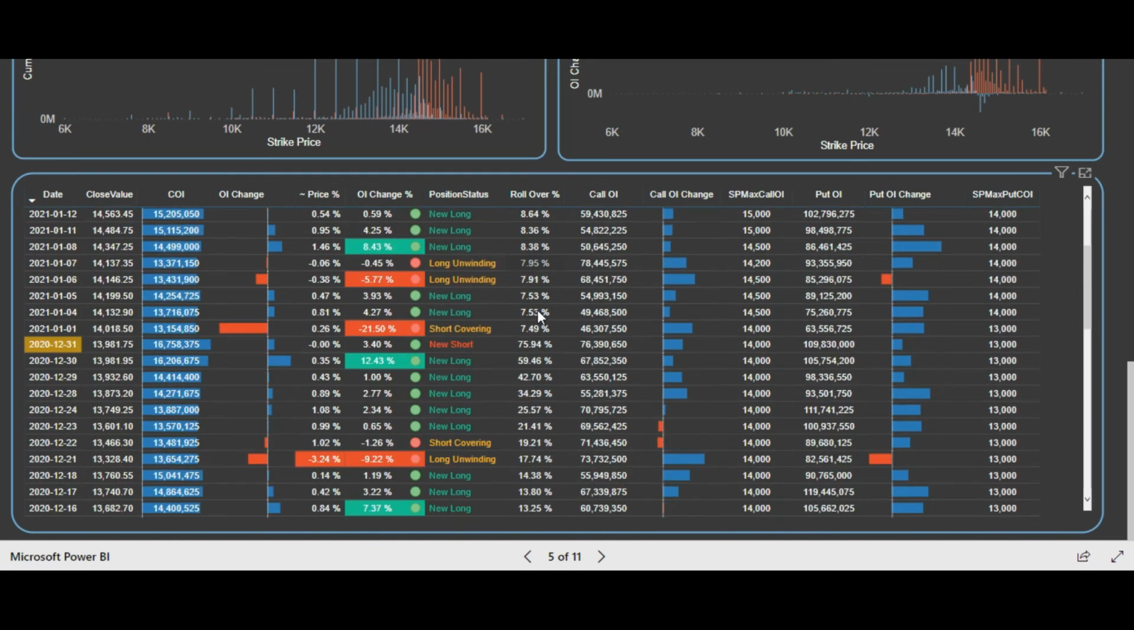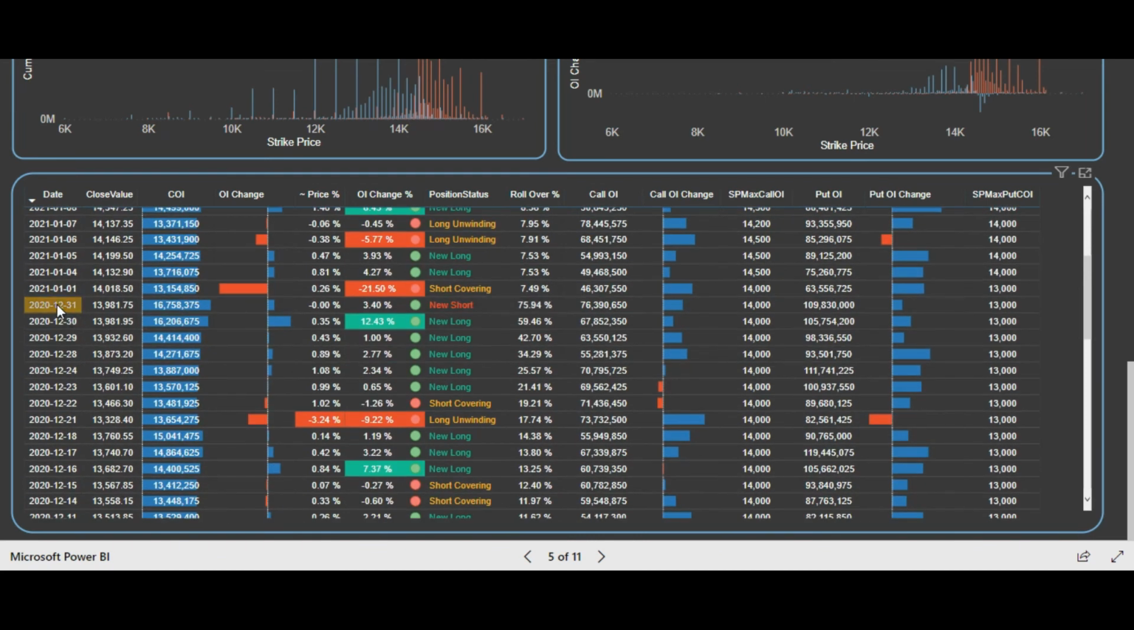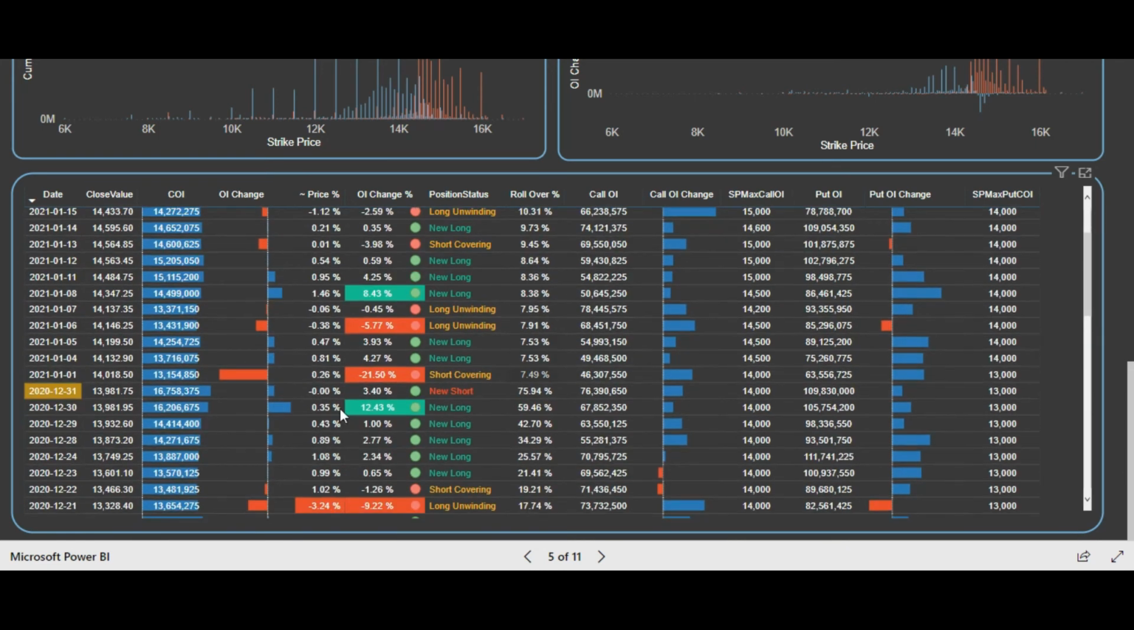As you can see in the table, we have highlighted the expiry date. Whenever the current month expiry takes place, whichever day it is, that is the last Thursday of the month, we have highlighted that in amber color. You can see that the date is highlighted, and corresponding to that you can see the rollover percentage. In this way you can focus on the correct number, that is the rollover percentage at the end of the expiry. Now friends, as you can see, in the last expiry the rollover percentage was 75.94% in the case of Nifty.